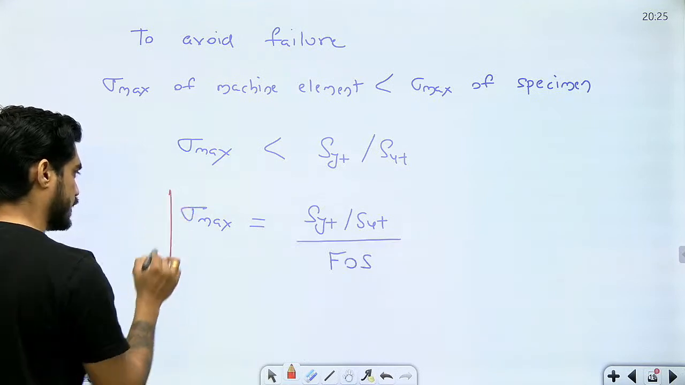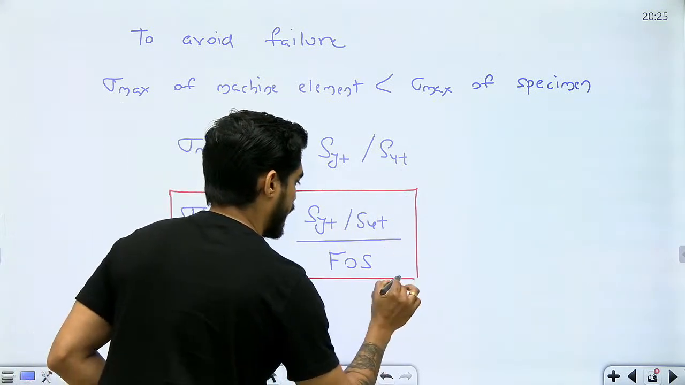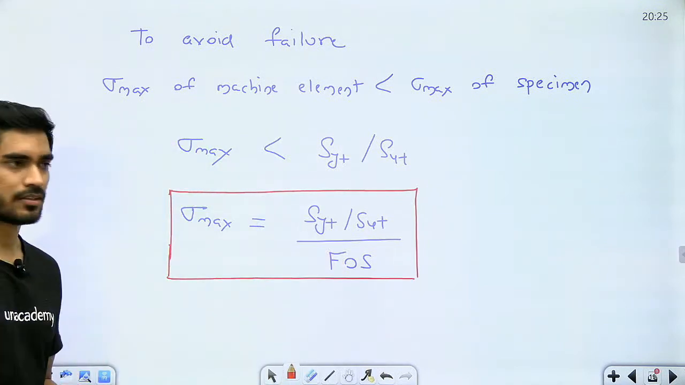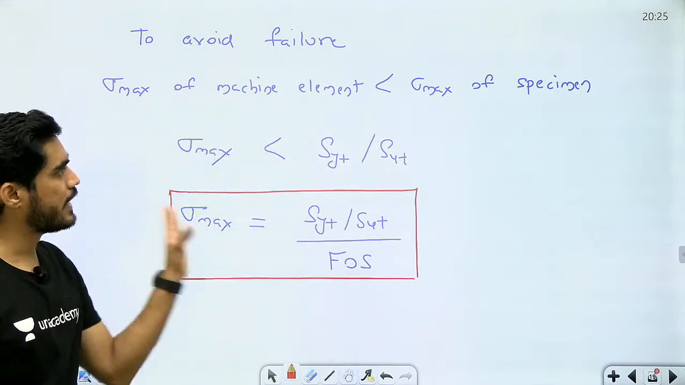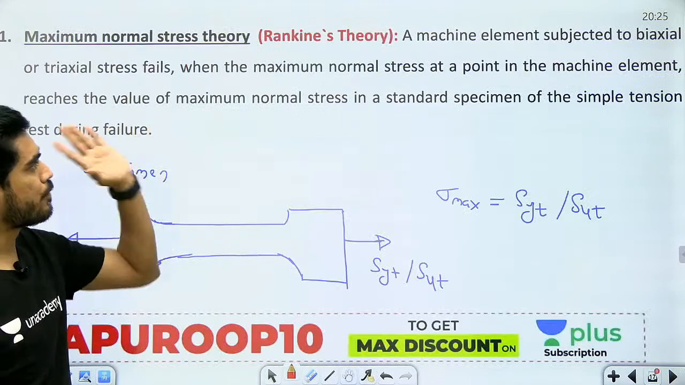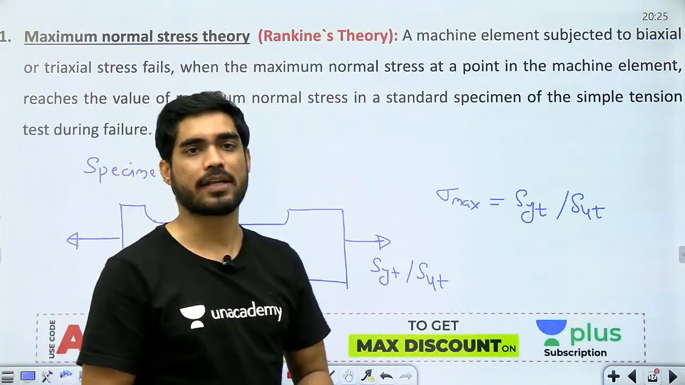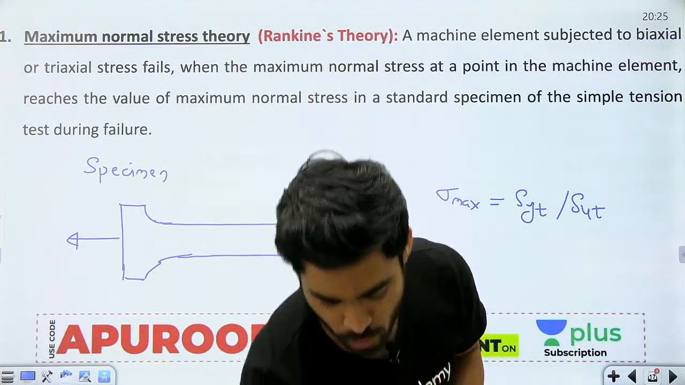This is the relation between the stress and the strength. This is the stress, this is the strength. So this is the relation I am getting from maximum normal stress theory, also known as Rankine's theory. Is this point clear to everyone?